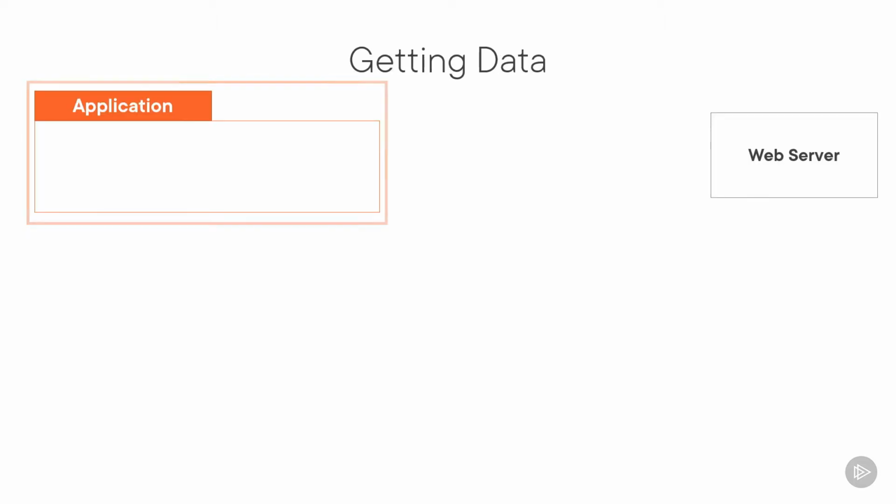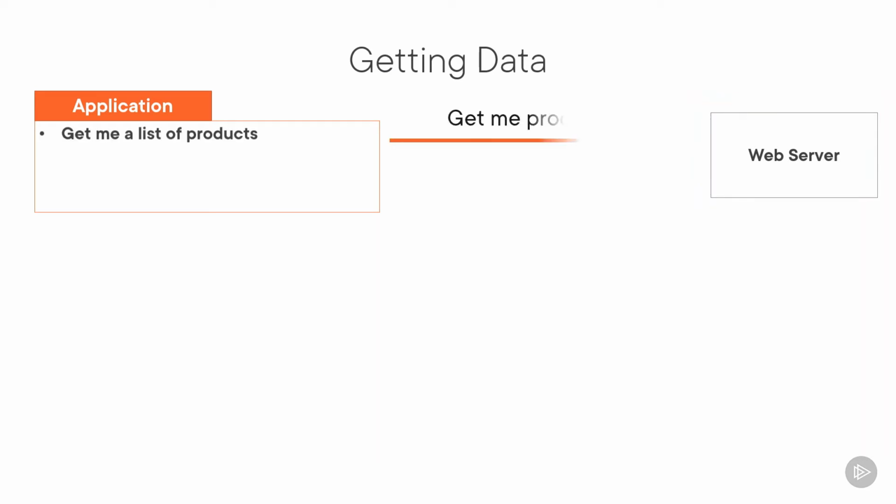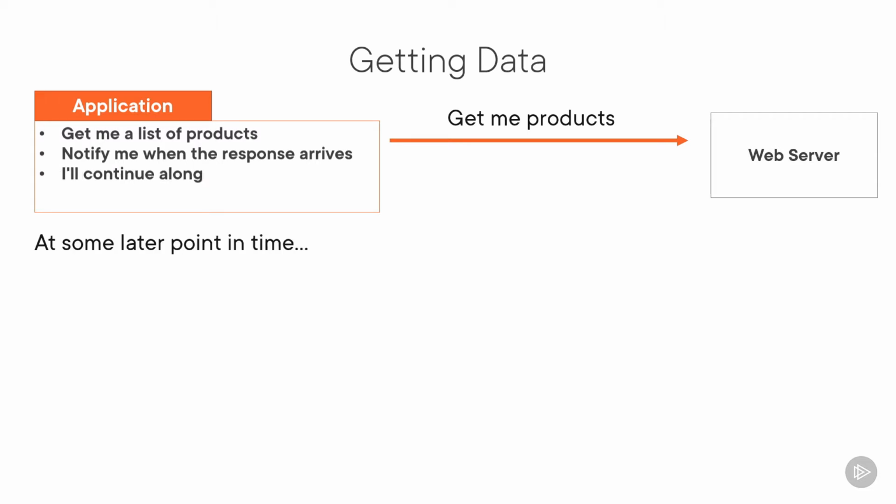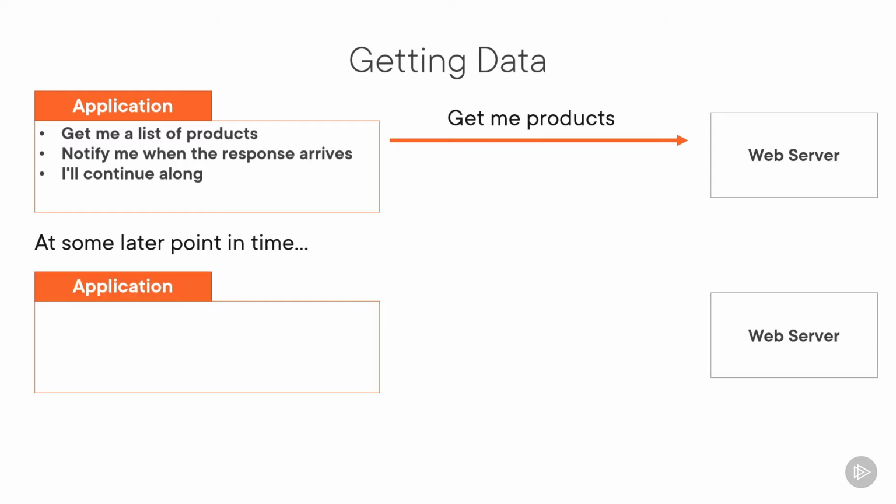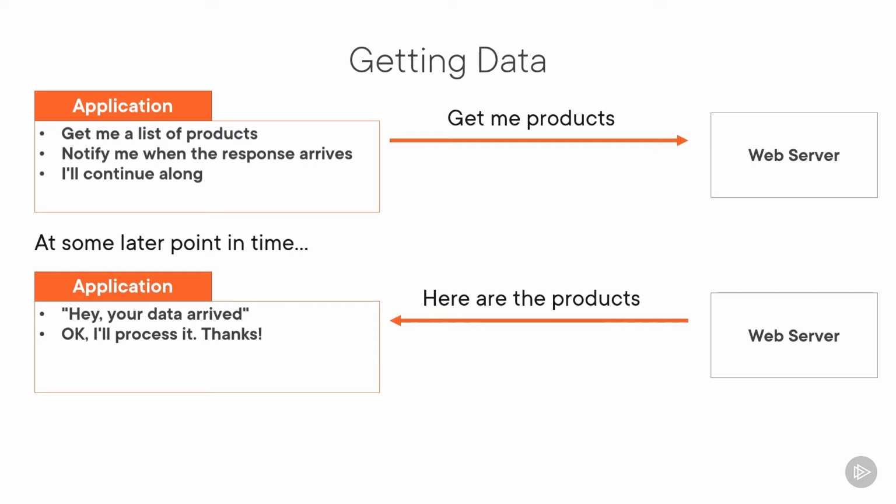Here is an application, and here is a back-end web server. The application wants to display products, so we send a request to the web server asking for the product data. We then set up to be notified when the data is returned and continue along. At some later point in time, HTTP returns a response with the requested products, and our application notifies us that the products were returned. So this process of request and response is asynchronous. We submit a request, don't wait for it, and sometime later receive a response.